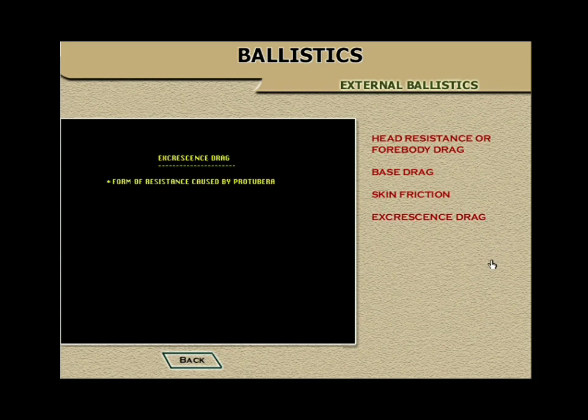Excrescence drag. This arises from protuberances from the shell and can be minimized by eliminating all unnecessary projections on the projectile.